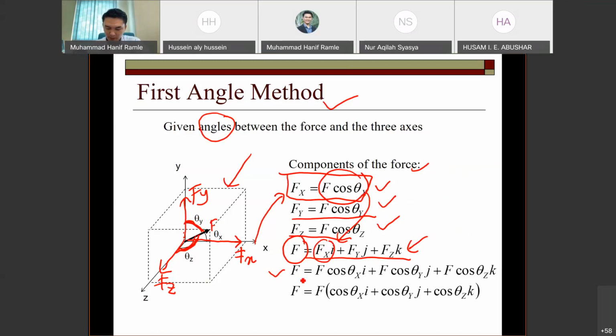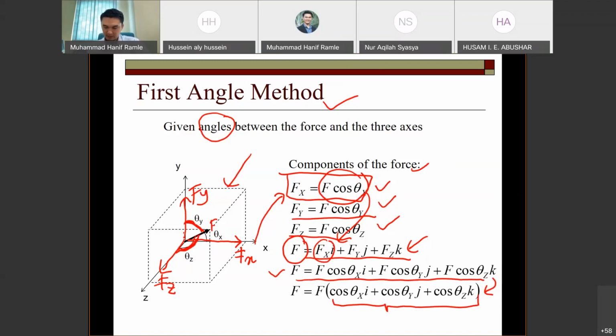So if you have this equation, you can simplify it into this one. F equals F in brackets cos theta x i plus cos theta y j plus cos theta z k. So you can see the relationship here.